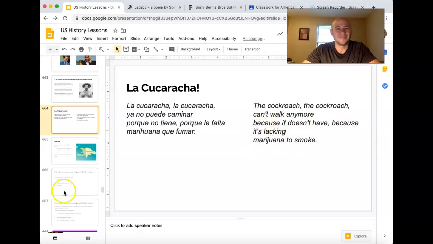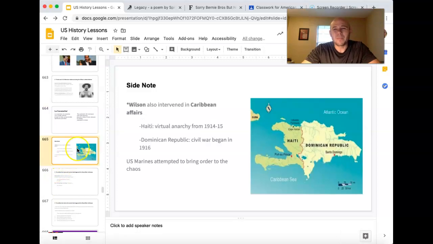So take that as you will. Another thing that happened with our foreign affairs during Wilson's first term was issues in the Caribbean. As you can see on the map here, this is the island of Hispaniola. To put things into perspective, Cuba's over here, and then Florida's up north of Cuba. Well, this island of Hispaniola has two nations to this day, Haiti and the DR, or the Dominican Republic.